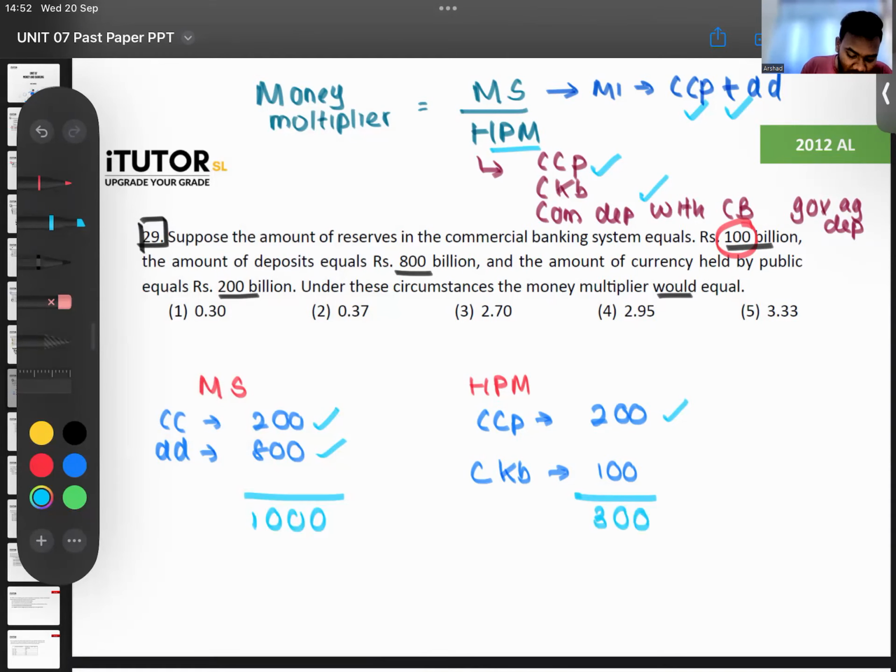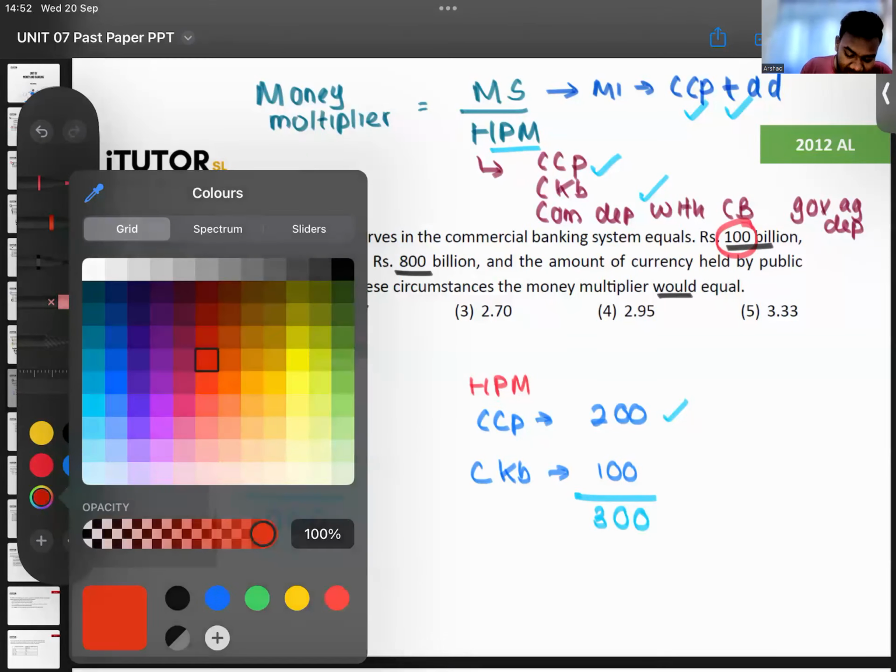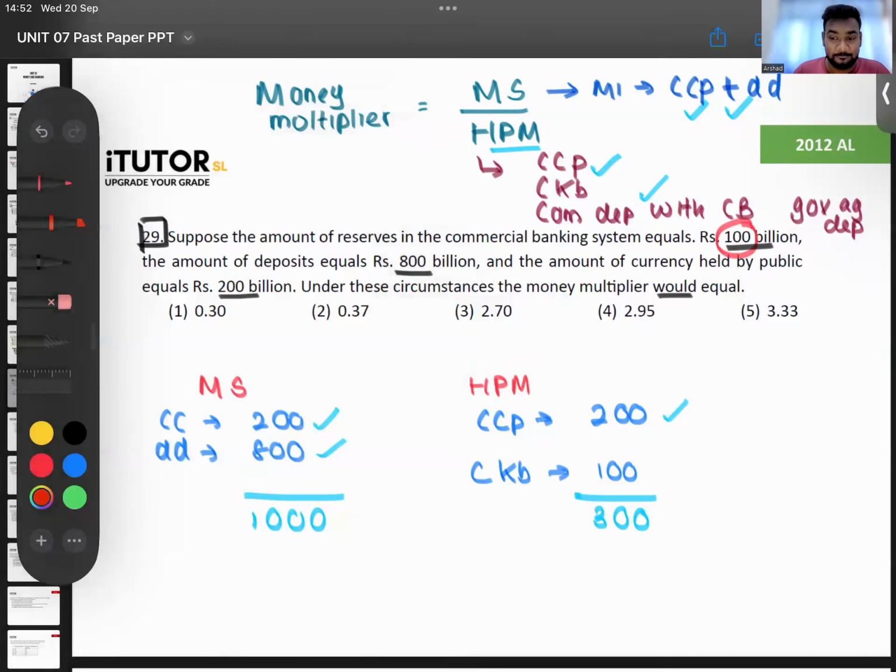So can you work around and tell me how much is my money multiplier? Money multiplier is money supply divided by high-powered money. Remember the equation at the beginning. So that is 1,000 divided by 300. So how much do we get? We get 3.3. Answer number 5.